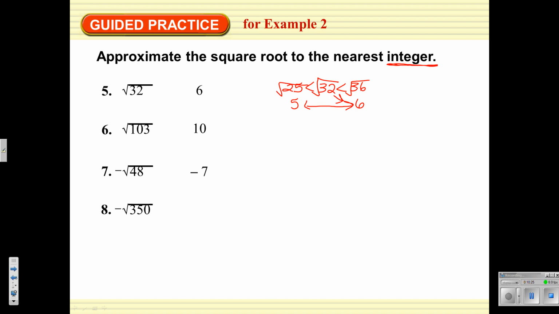And here's the last one. It's a little bit of a challenge. I'm going to let you pause the video, see if you can figure that out. And you should have figured negative 19. 350 is between 19 squared and 20 squared, but it must be a little bit closer to 19 squared. All right, moving on.